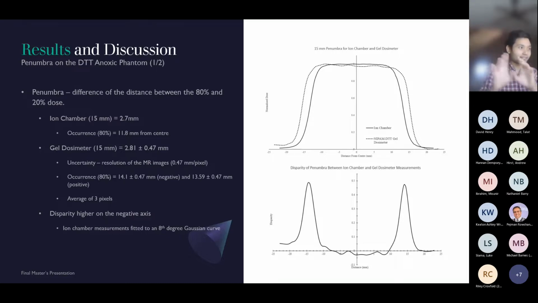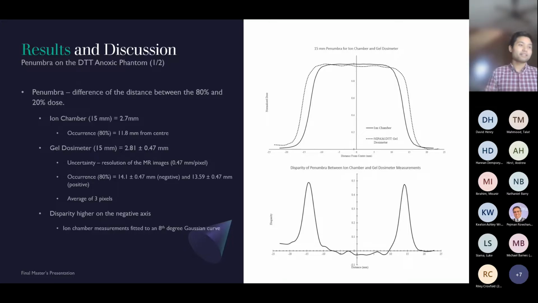However, where that occurred is slightly different. For the ion chamber, the 80% depth dose was at 11.8 millimeters from the center on both sides, but for the gel dosimeter, it occurred at 40.1 millimeters on the negative side, sorry, and 13.6 on the positive side. This was taking an average of 3 pixels at a depth of 15 millimeters. The disparity was high on the negative axis, mainly because of slight differences in the way it was irradiated. The phantom wasn't completely flat, it bulged out a little bit, and we think that might have played a factor.